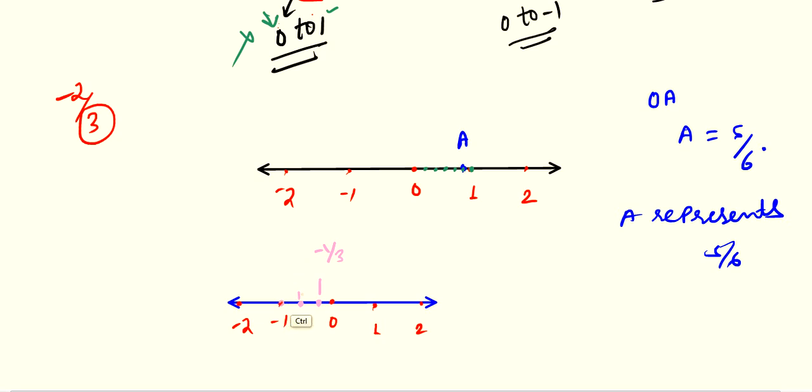Okay, so you can write here minus 1 by 3, minus 2 by 3, no problem. So this is our actual fraction, minus 2 by 3. So name this as B, or you can use any other alphabet. I'm using B. So you have to write B represents minus 2 by 3. Okay, so you can solve question number 1.